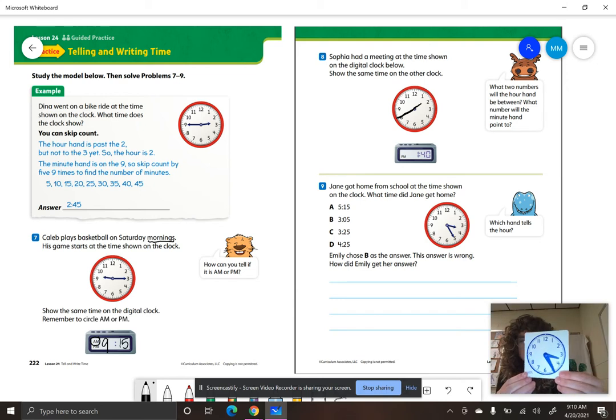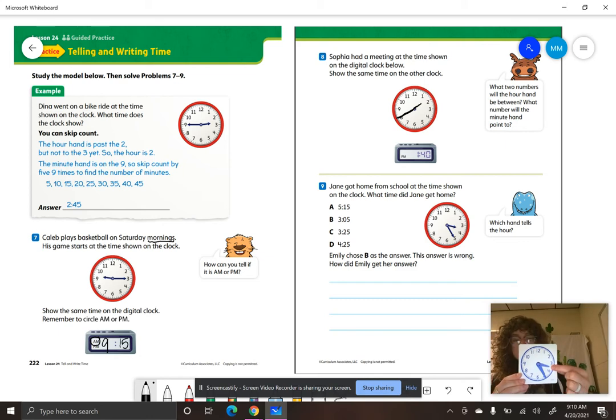All right, so this is our time. Remember, your hour hand, if it is between 2 numbers, you go back to the smaller number. So we know the hour is 3, and now we need to count the minutes. What can we skip count by, Smarties? 5s. So we can skip count 5 times to find how many minutes have gone by. Let's do that. 5, 10, 15, 20, 25.